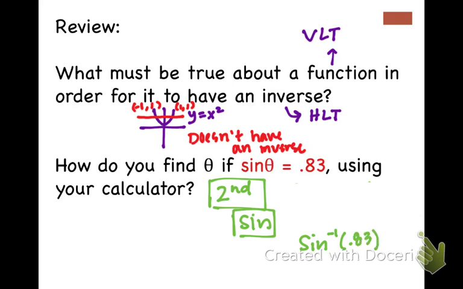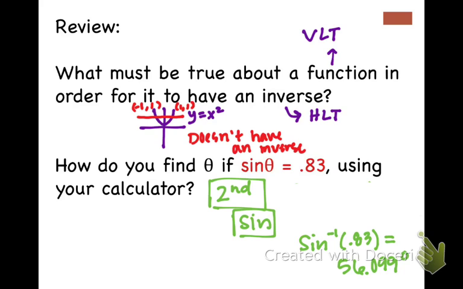If I'm in degree mode, I'm going to get a degree value back. But if I'm in radian mode, I'm going to get a radian value back. So depending on what the question is asking, you want to make sure you're in the correct mode. So go ahead, do that really fast. Here we should get back an angle value of 56.099 degrees.